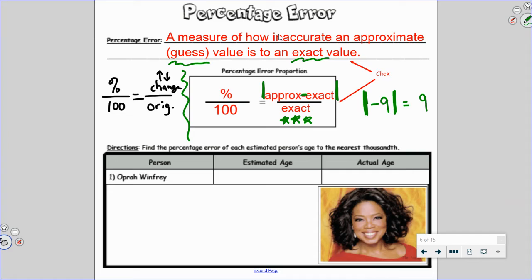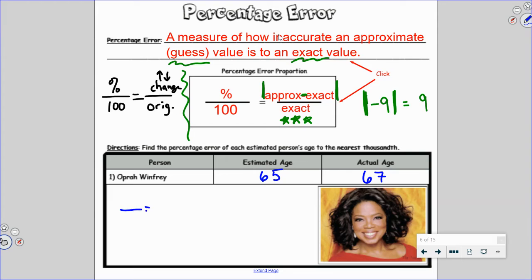Let me just give you an example here, all right? Now, in class, we'll do a bunch of these and we'll have students make some guesses. I looked at Oprah and I thought, maybe she's 65. I didn't know if she was older than my parents or not. Excuse me, I guessed 65. But it turns out that her actual age was pretty close, not bad.